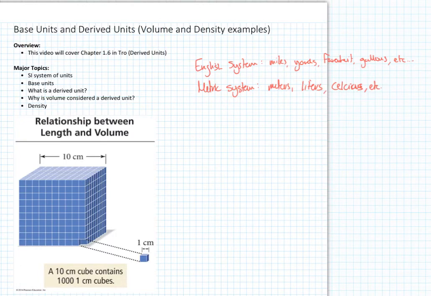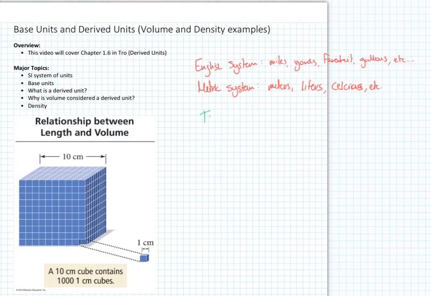Now, in this class, I do not expect you to know how many meters there are in a mile, for instance, or how many yards there are in a meter. I would give you all those conversion factors, but if you are given the conversion factor, you should know how to convert between them. So an important concept is the idea of a base unit, and the base unit tells us about something we're measuring.